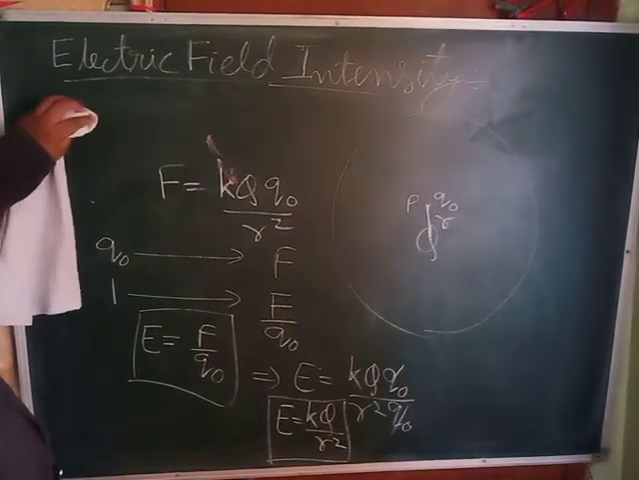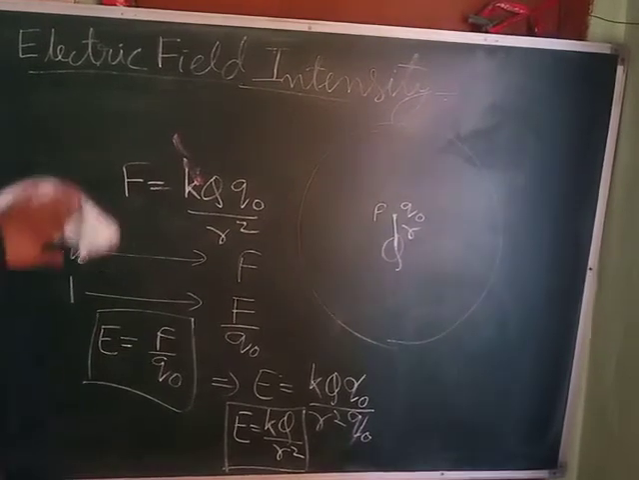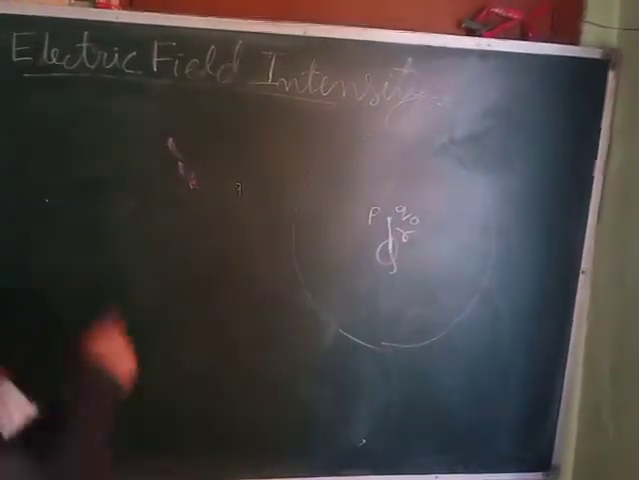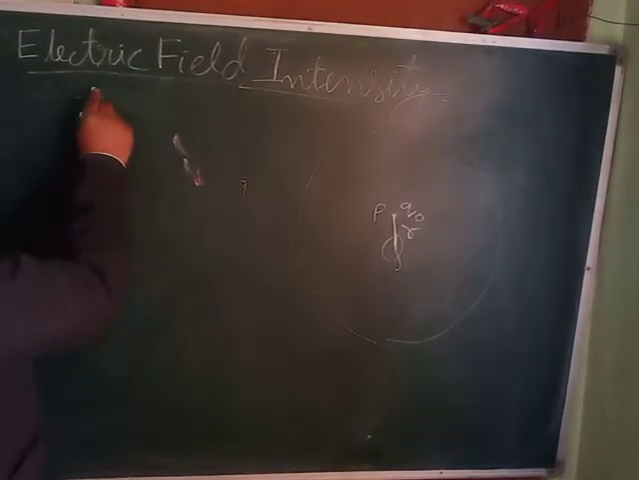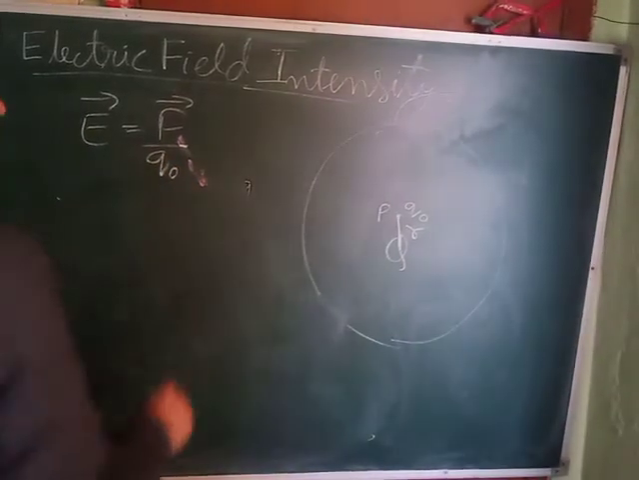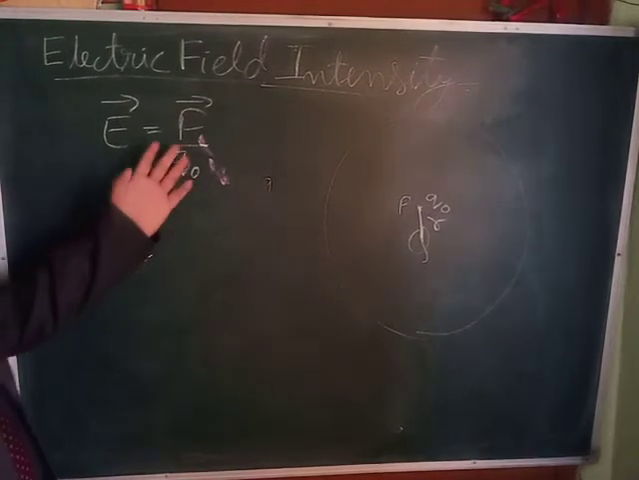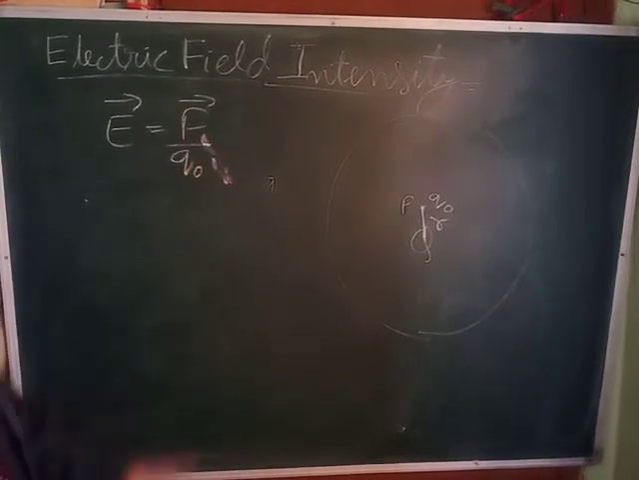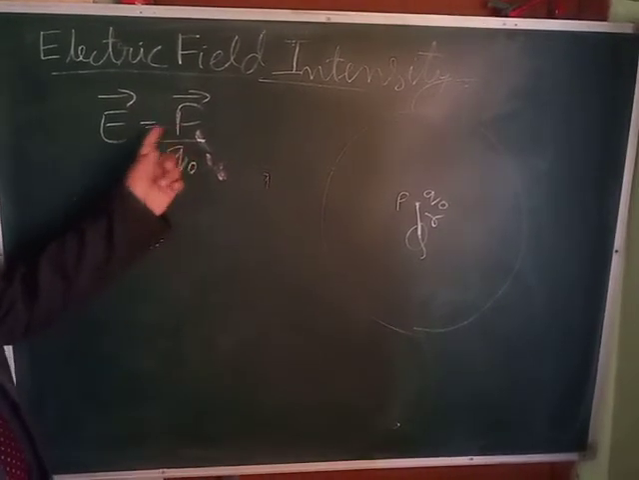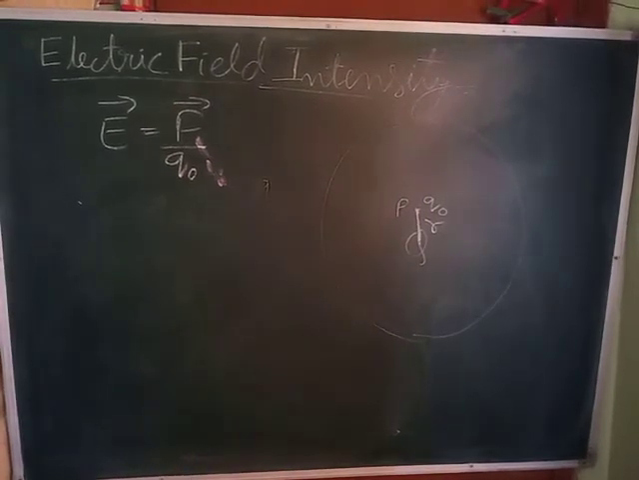Now you can write it in vector form because it is a vector quantity. So in vector form, E equals F upon q naught. Okay, so the electric field will be directed along the direction of force provided the charge is positive. If the charge is negative, then obviously the electric field and force will have opposite directions. You can see from here.